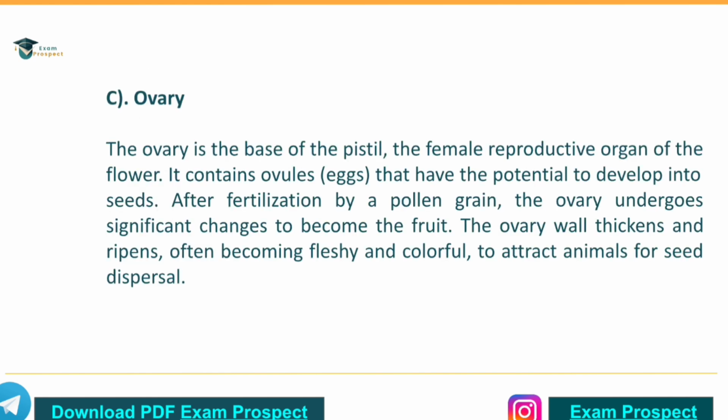Here the ovary is the base of the pistil, the female reproductive organ of the flower. It contains ovules, meaning eggs, that have the potential to develop into seeds. After fertilization by a pollen grain, the ovary undergoes significant changes to become the fruit. The ovary wall thickens and the ripens, often becoming fleshy and colorful to attract animals for seed dispersal.